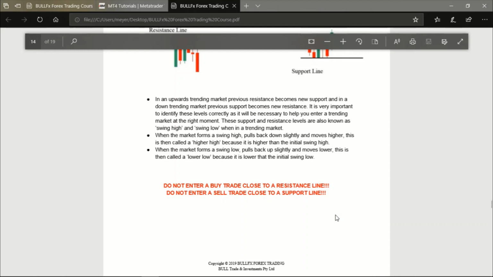Then it says do not enter a sell trade close to a support line. So that's the exact opposite. As we come down and meet a support, that is an indication that the market might reverse and turn into a buyer's market or a bullish market. So we do not want to sell close to the support line unless we break past the support line and retest it somehow and then pull down further and continue momentum to the downside in a bearish trend.